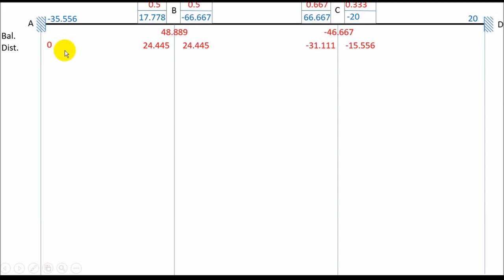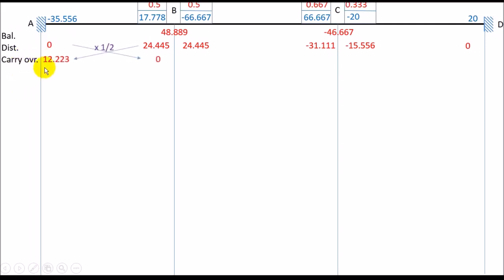Okay, you might want to know how I got these values as 0. Since there was no balancing done here, so of course there won't be any distribution done as well. Same here, since there is no balancing done here, there is no distribution from this joint. Okay, and I have deliberately not done balancing here because it's a fixed support, and fixed supports are capable of carrying moments. That is the reason I have not done the balancing.